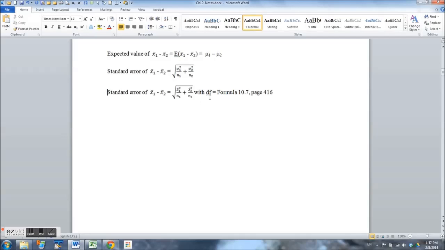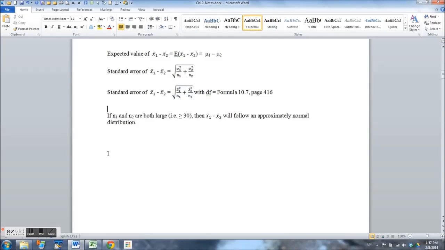When we do that, we have to come up with the degrees of freedom, and there is a formula for that on page 416. It's a kind of complicated formula. We don't have to worry about that because we're going to generate this information from Excel. Once we estimate the standard error in this fashion, we can substitute this in our confidence interval formula.